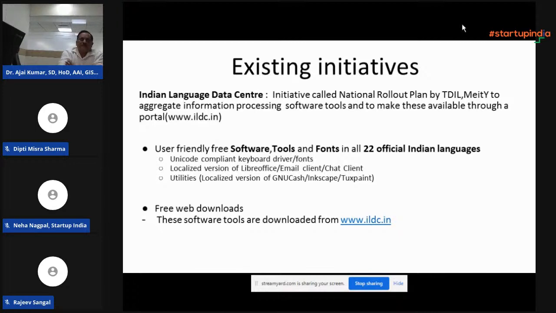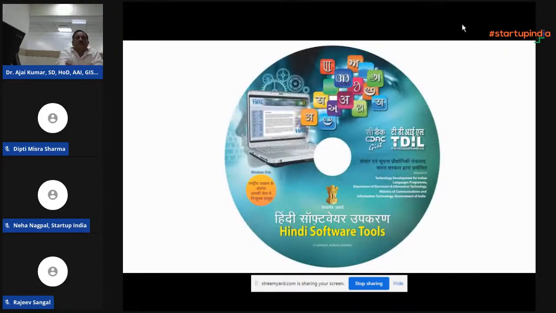So these are the efforts which TDIL has done, and CDAC has been working hand in hand with TDIL, maybe the ministry. If you can see user-friendly free software tools, CDAC has delivered free software tools and CDs in all the 22 languages, which are now available on the websites also. On the LDCIL website, it is available. One can download those softwares. Next. So this is the software CD which has been delivered across almost 4 or 5 years.